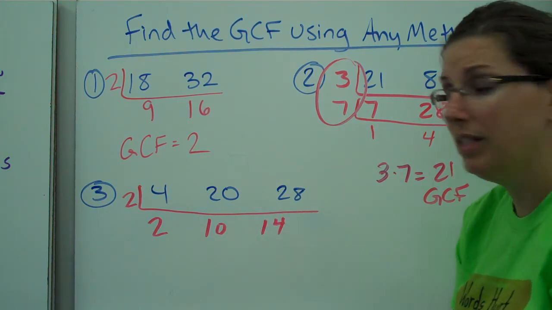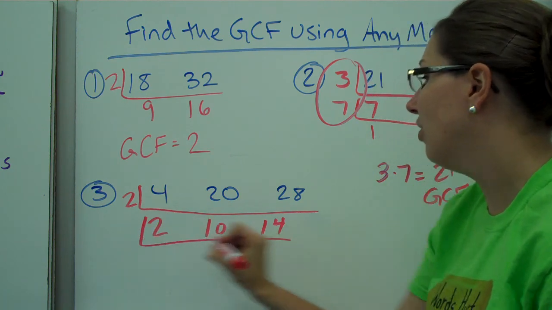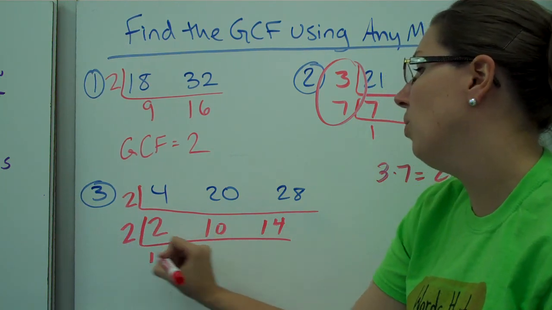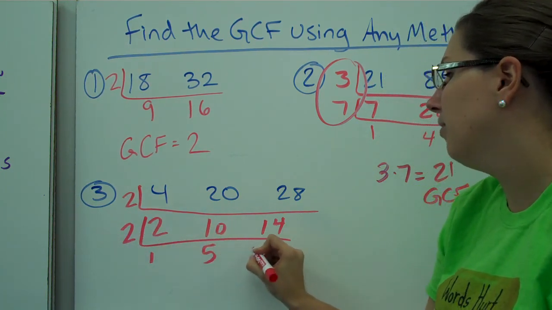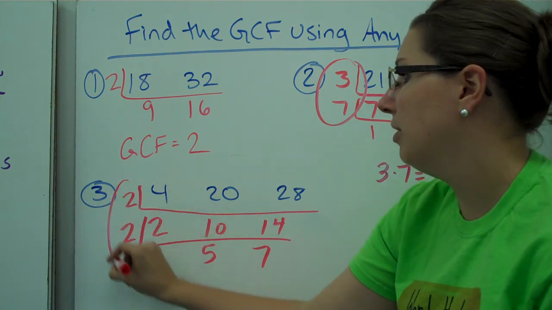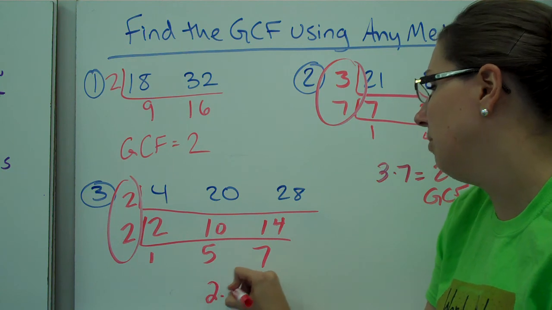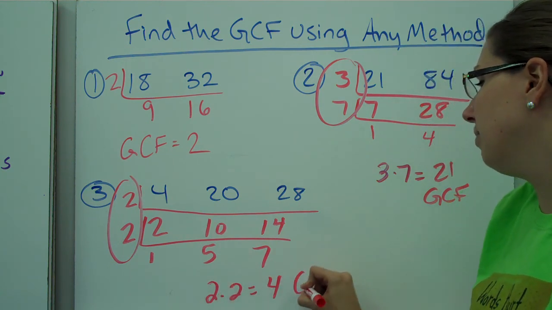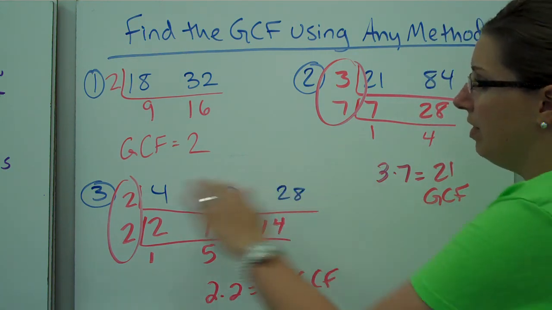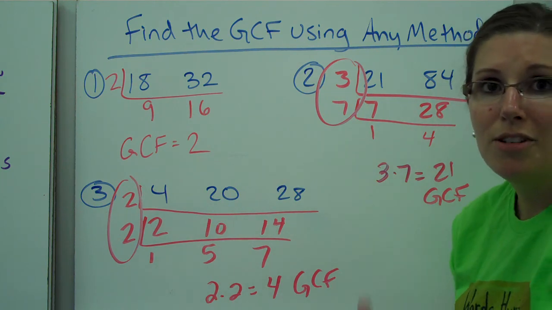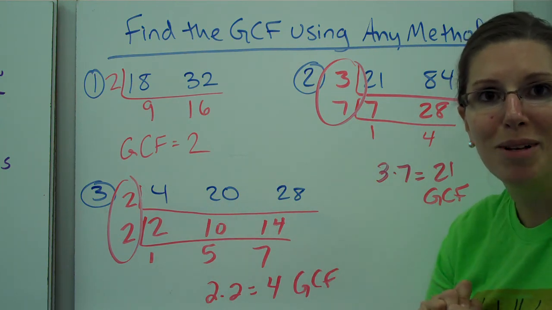I've got even numbers again, so I can pull out another 2. 2 goes into 2 once, 10 5 times, 14 7 times. And remember, GCF is just the left if you're using the ladder method, so 2 times 2 is 4. That's my GCF of these 3 numbers. So you just solved a whole bunch of GCF problems. Great job.